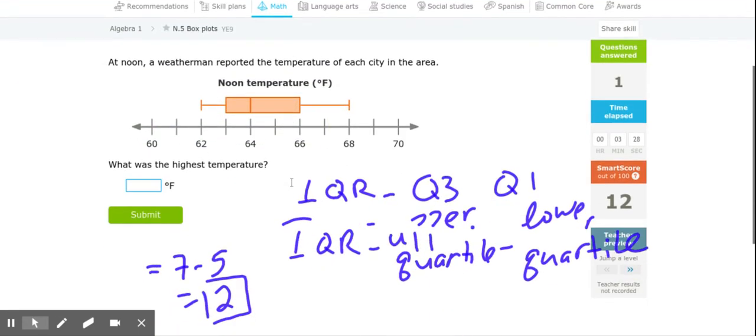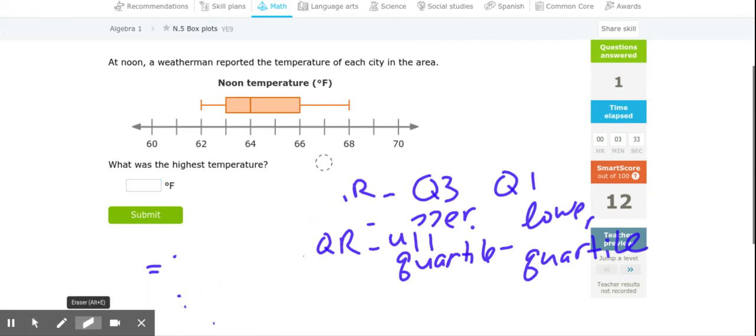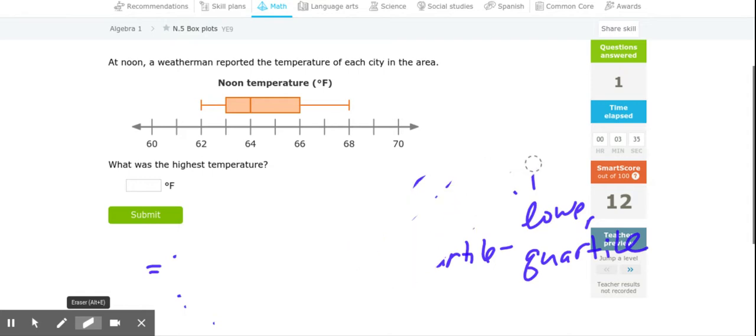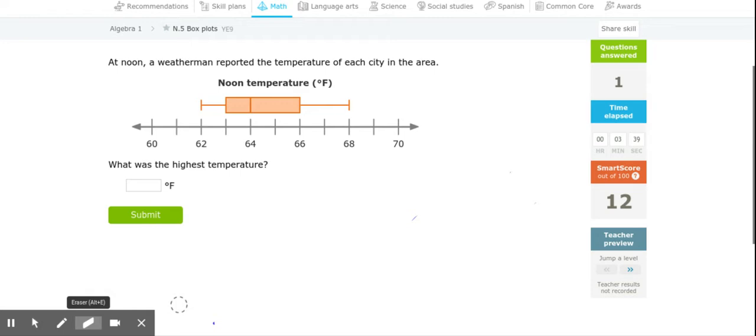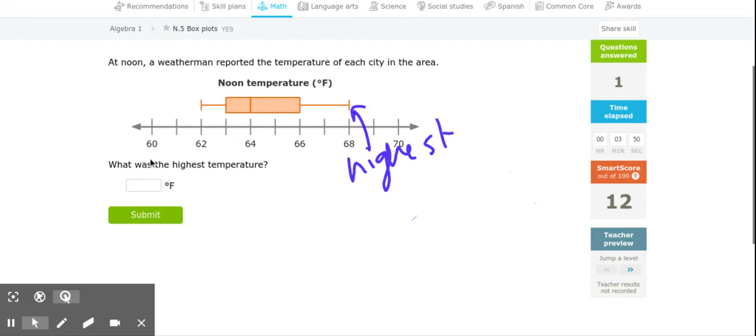All right. So next one. At noon, a weatherman reported the temperature of each city in the area. What was the highest temperature? So for this one, all we have to remember is that this value over here is the highest value, and that's right at 68. And this is 68 degrees.